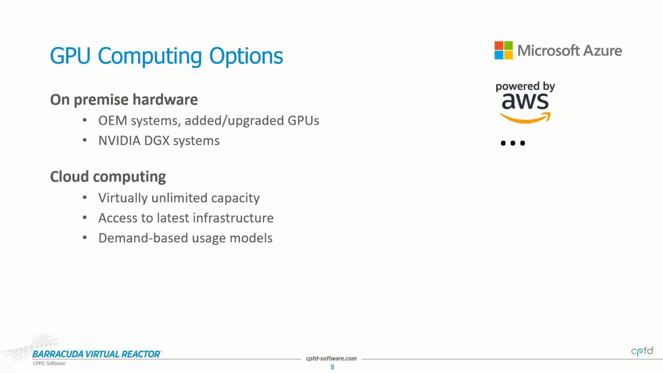They have instant access to the latest infrastructure. So as NVIDIA keeps coming out, and I'm super excited to see this Hopper GPU coming out very soon, the H100, will very quickly, as those are available in the cloud, people will be able to use them. And demand-based usage models, really where our customers can use the software much more like we do here at CPFD, where there's times when we're setting up one or two, and there's times where we need to run a lot of cases quickly, and they are able to do so.